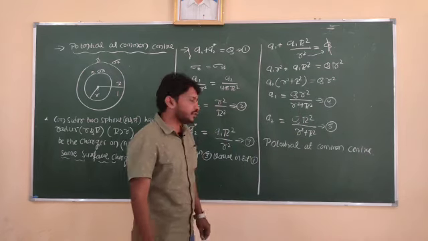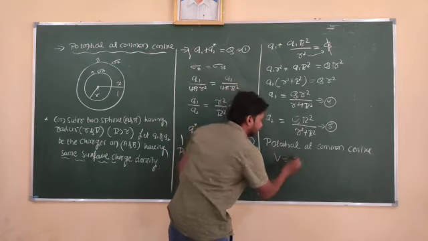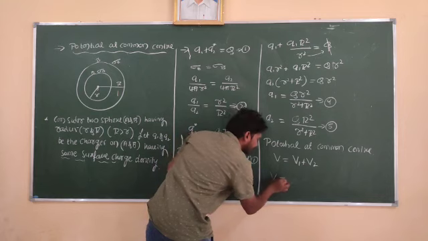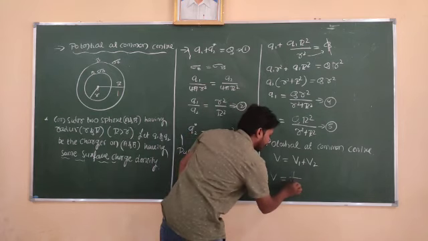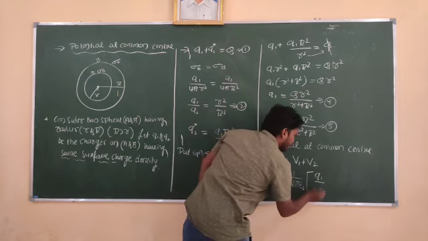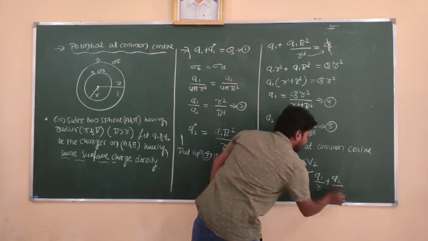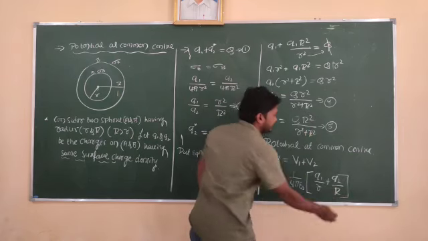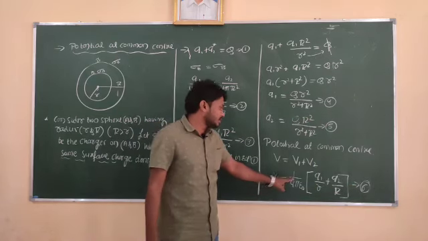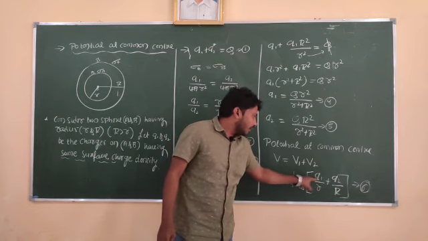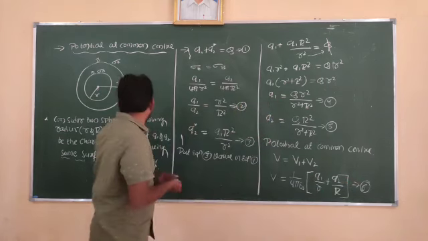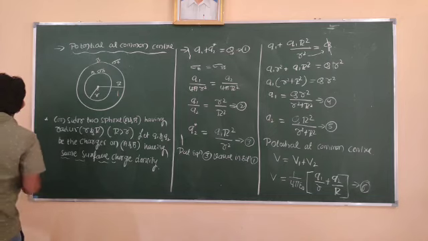The total potential, let me write this equation as V is equal to V1 plus V2. So V is equal to 1 by 4 pi epsilon naught, which I will take out as common, times Q1 by R plus Q2 by R. I will name this equation 6. So I got the total potential at the common center. I know the Q1 value and Q2 value, so I will fill them into equation 6.